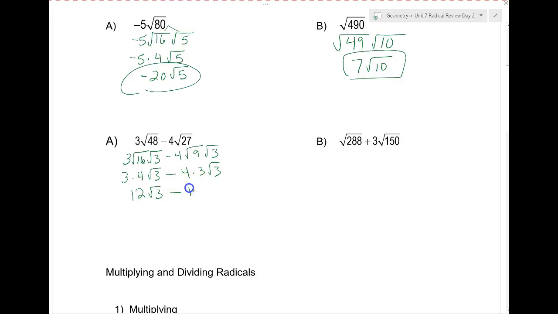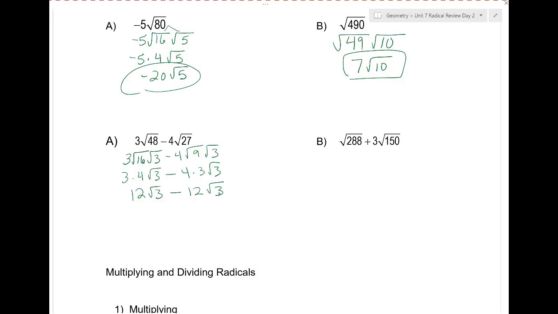-4 times 3 is -12 root 3. Now here's my question for you. Do I have the same radical in the denominator? Remember, it has to be in simplest radical form. They both have the same number underneath the radical. I said this earlier in a different video. I was like, numerator. Didn't mean to do that, sorry. So both same number underneath the radical.